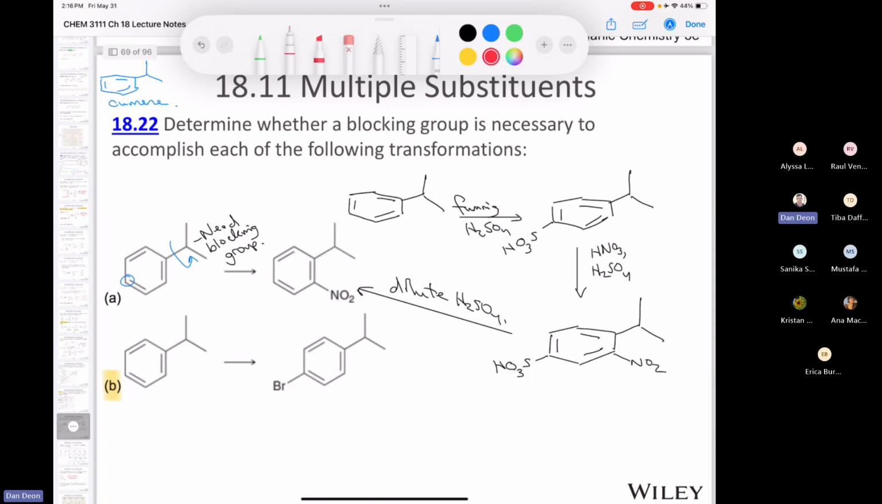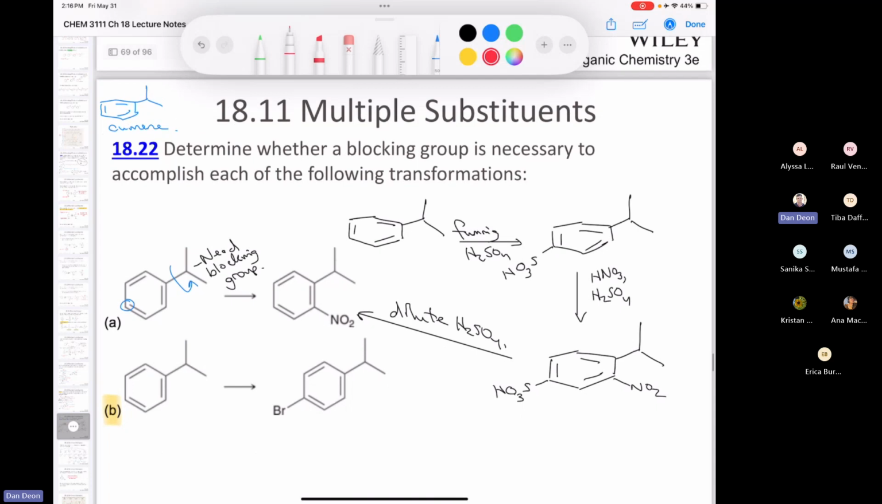The next one, 18.22b, I'll just ask you guys a quick question, and then I'll put the answer on here. For this one, do we need a blocking group, yes or no, to put the bromine para to the isopropyl group? Do we? No. Thanks, Erica. Absolutely, no, we do not need a blocking group whatsoever. So this is just a one-step reaction. We just need bromine and our iron(III) bromide, and we're done. There you go.